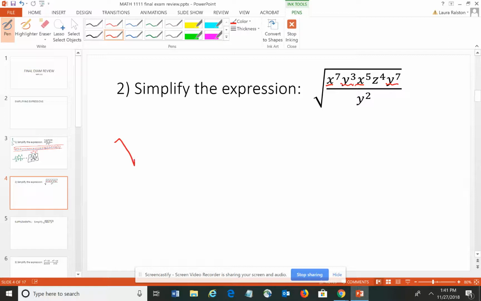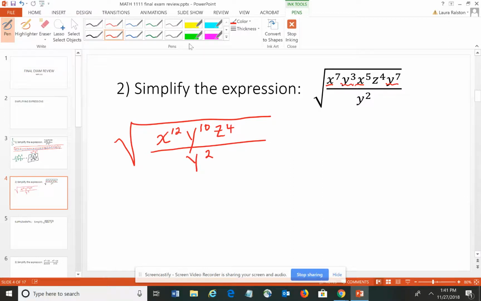And if you remember, the rule is when you're multiplying with the same base, you add the exponents. So I have x to the 7th and x to the 5th, which will be a total of x to the 12th. I have y to the 3rd and y to the 7th, which will be a total of y to the 10th. I still have z to the 4th, and I also still have y squared in the denominator.